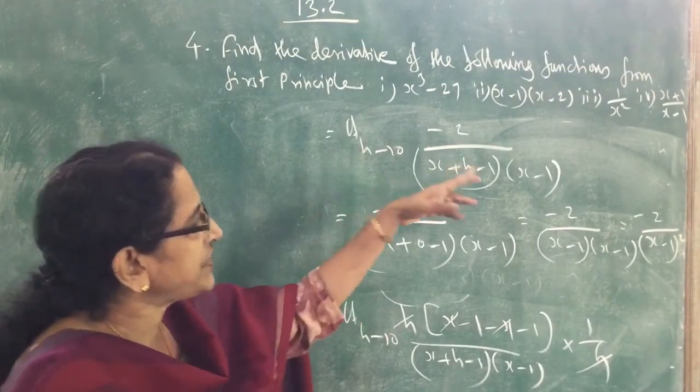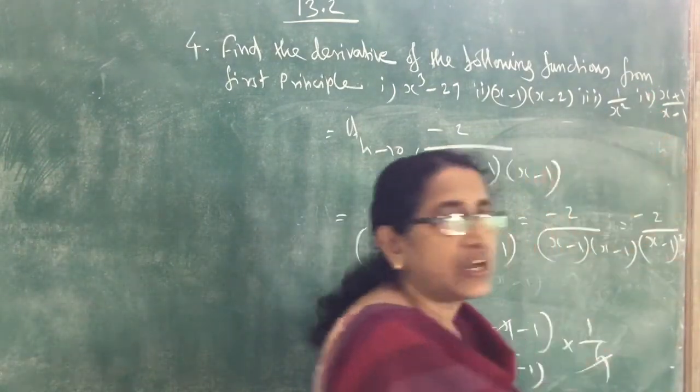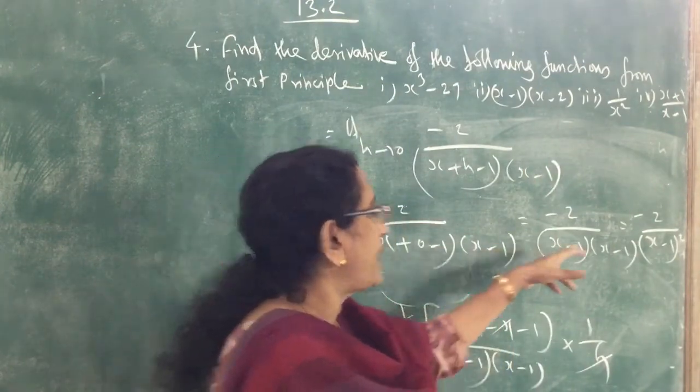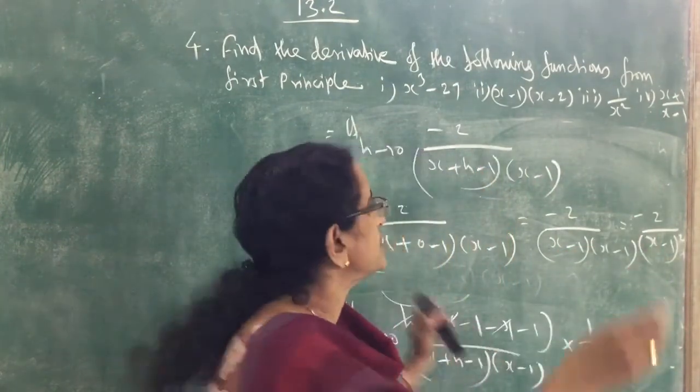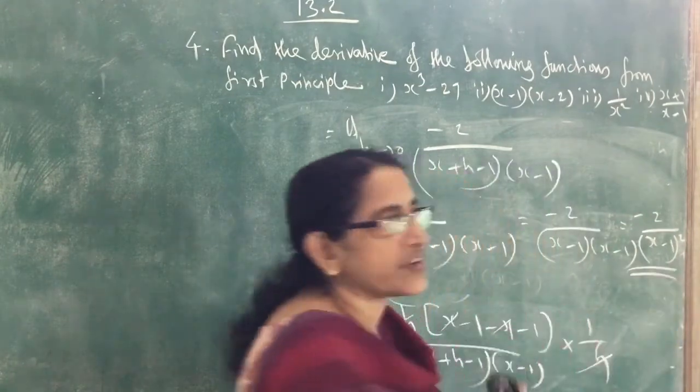So we got minus 2 by x minus 1 whole square. So we got the derivative of x plus 1 by x minus 1 from first principles as minus 2 by x minus 1 whole square. So that is the answer. Derivative from first principles. Okay.